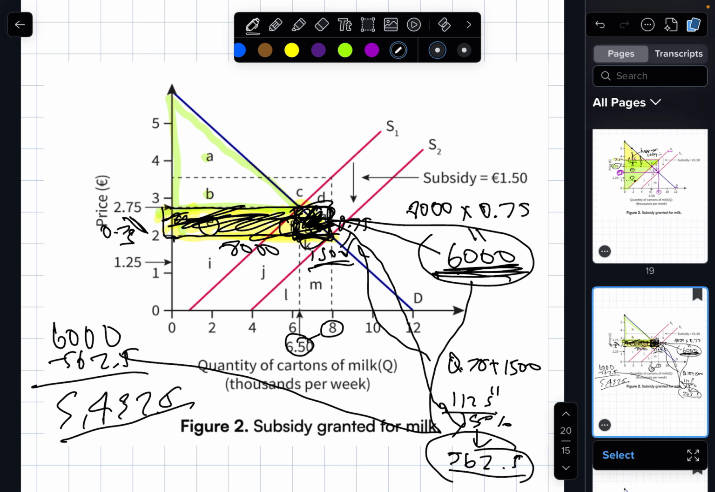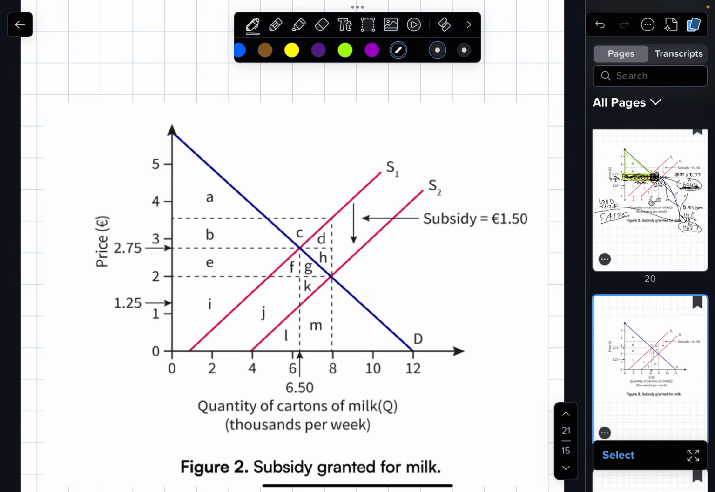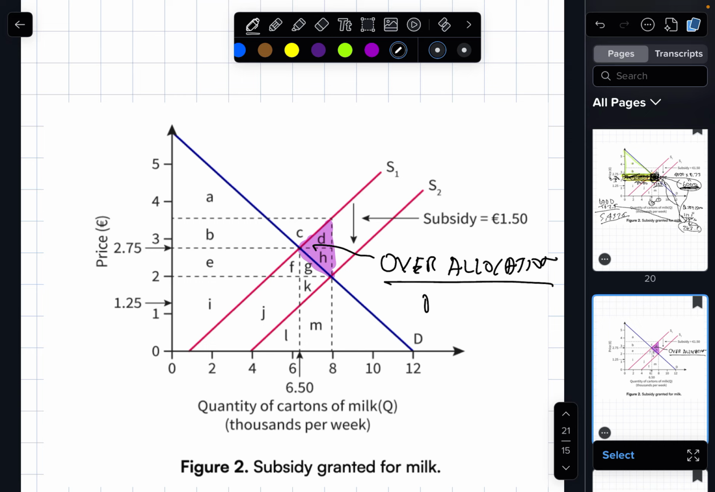Now, let's move on to the last point here, which is dead weight loss. For dead weight loss, we have to first be able to identify it. That is this area right here, this triangle. And what this triangle is indicating is over allocation, right? As in with these subsidies, it's the opposite of indirect tax. We have too much of this product, and that's represented with the D and the H. The way we'd calculate the D and the H is quite simple.